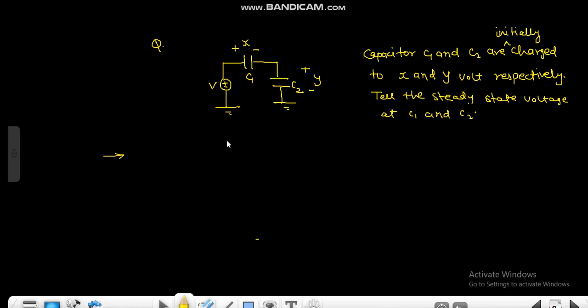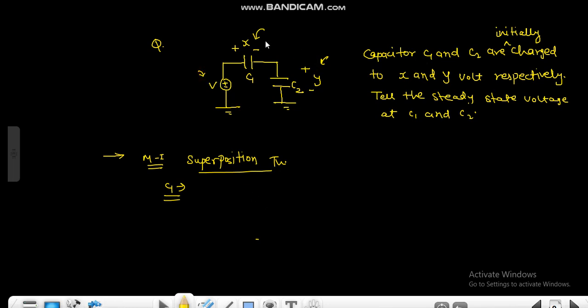The interviewer may not ask you directly this circuit, but this complete circuit will be used in many questions. As you know, we can solve it by two methods, one would be the superposition theorem. First we will see the effect of only x volt at C1. I'm solving it for C1 only. First we will see the effect of x, then y, then v.